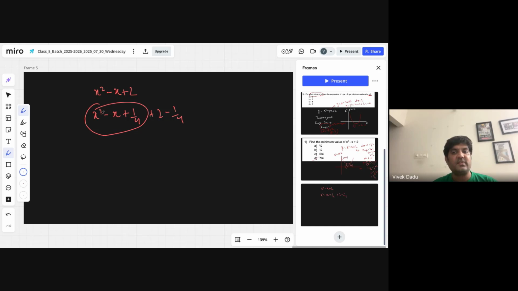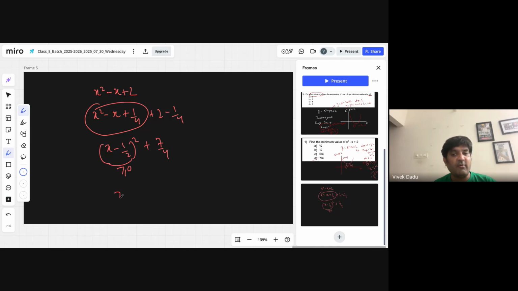Now how much is this? X minus half whole square plus 7 by 4. Now this should give you clarity. The whole square of anything cannot be negative. Whole square of a positive number is also positive. Whole square of a negative number is also positive. So this thing is either greater than 0 or equal to 0, but it can't be less than 0. And this thing is 7 by 4.